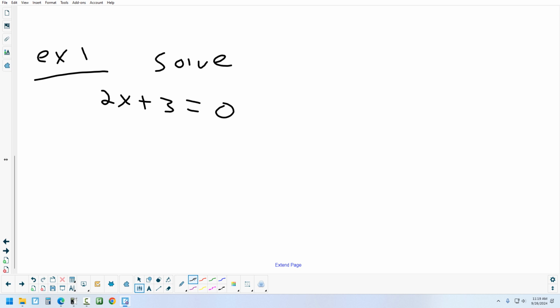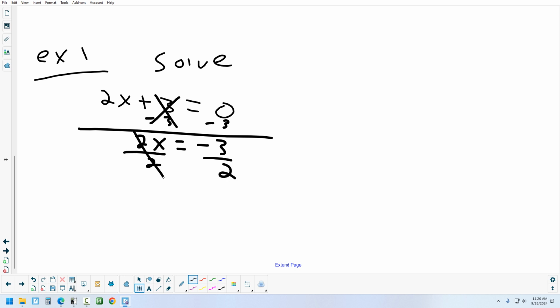Finding the root just means to take your equation and set it equal to 0. What would be my first step to get x by itself in that equation? Yep, subtract 3 from both sides. And what would be my last step? Yep, divide by 2. So we get x equals -3/2. And that's the answer to this equation when you set it equal to 0.